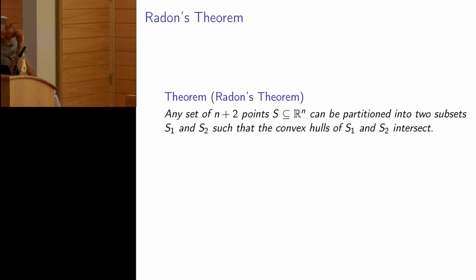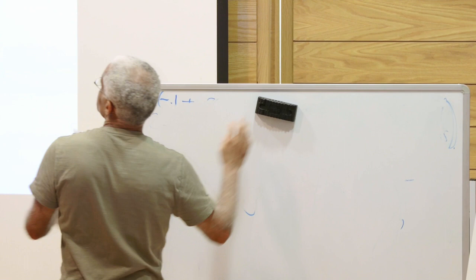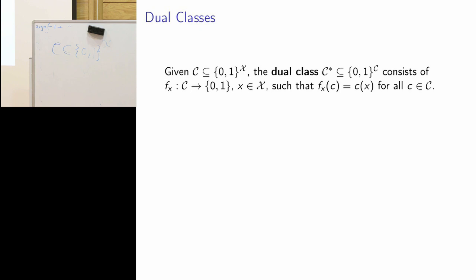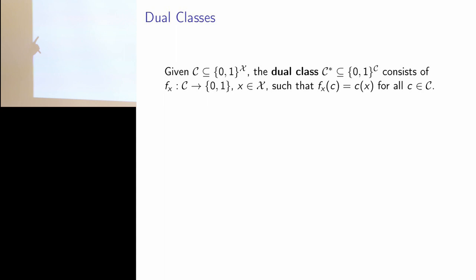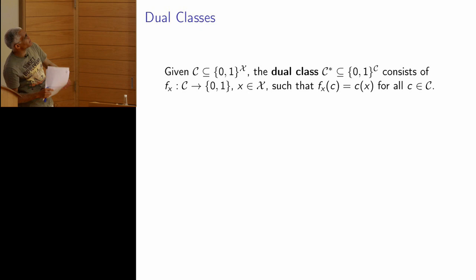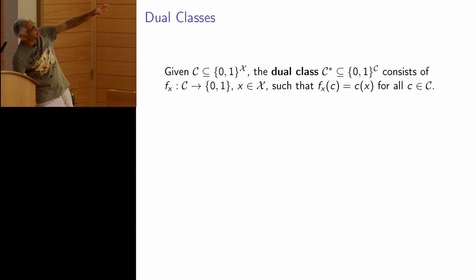So I have a concept class C. Okay, so here's my concept class. And I'm going to define the dual class. Well, let me just refer to the slide. So the dual class C star is a class of functions from C to 0, 1. So now the input space of this is concepts of the previous space. And it's going to consist of all functions from C to 0, 1, indexed by elements x of the original space, such that f_x of c is c of x.